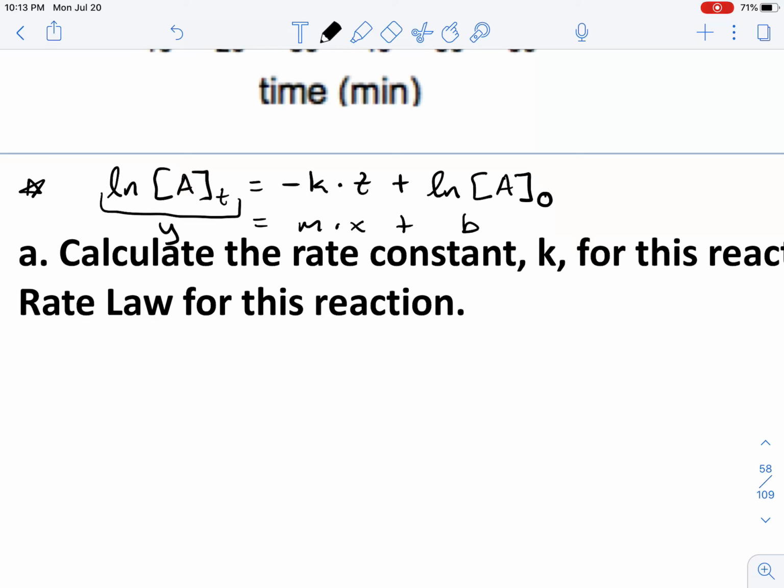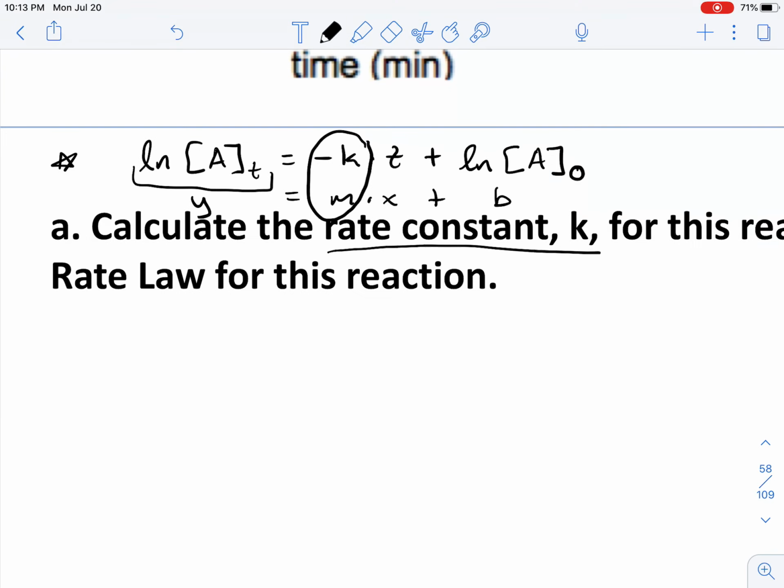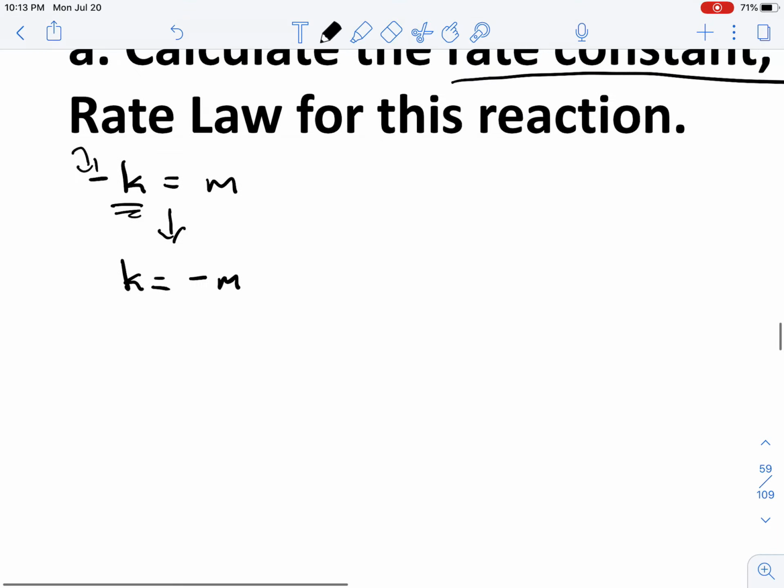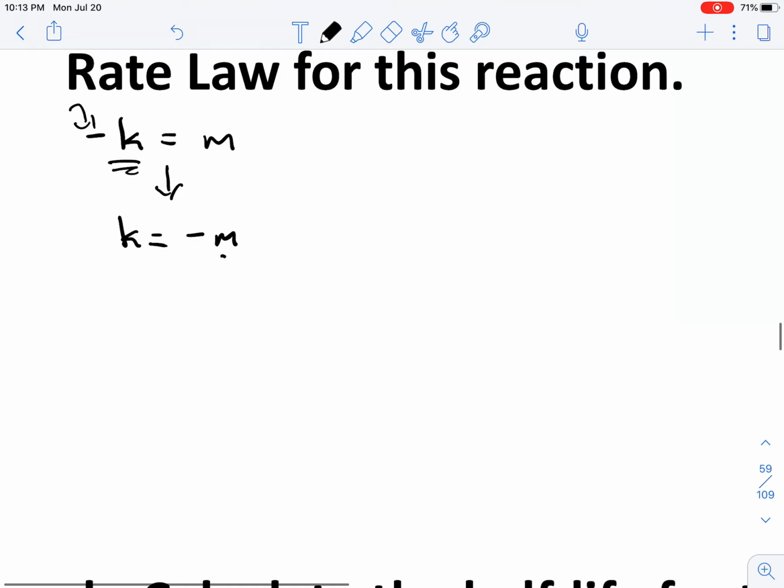By expanding the integrated rate law into its straight line plot form, we can calculate the rate constant k by determining the slope of the line. So here we have negative k is equal to m. Since we're solving for k, we don't want a negative in front of it, so we transfer that negative to the other side. We divide by -1, such that the rate constant k is equal to negative m. And remember, m is the slope.